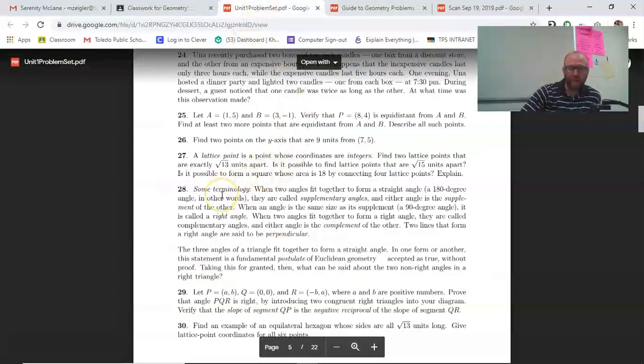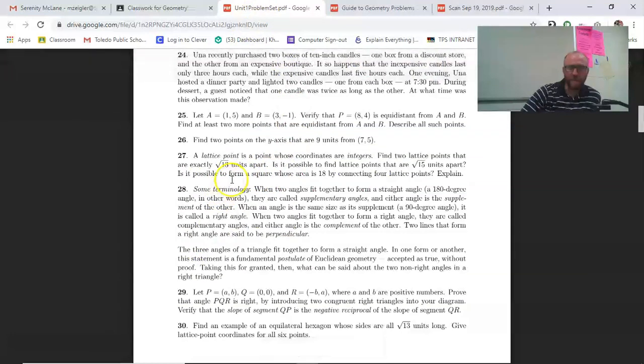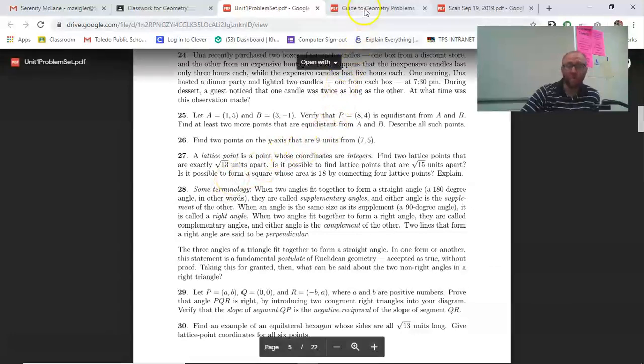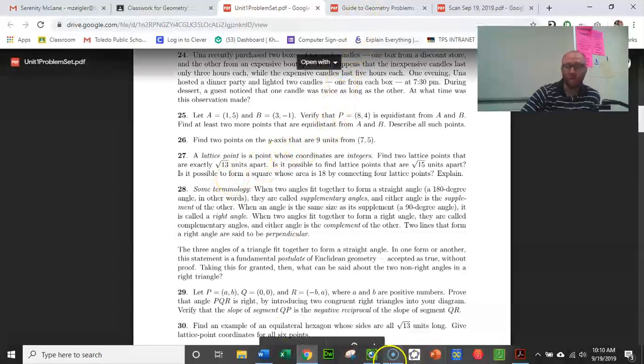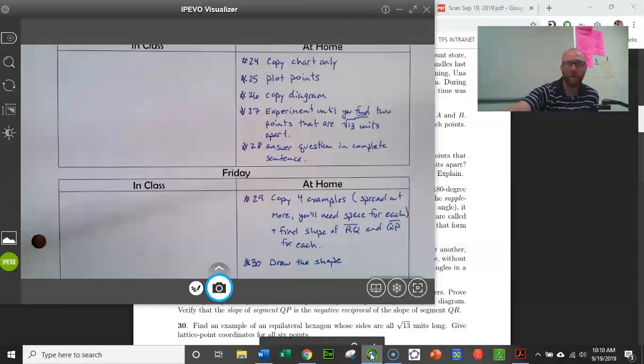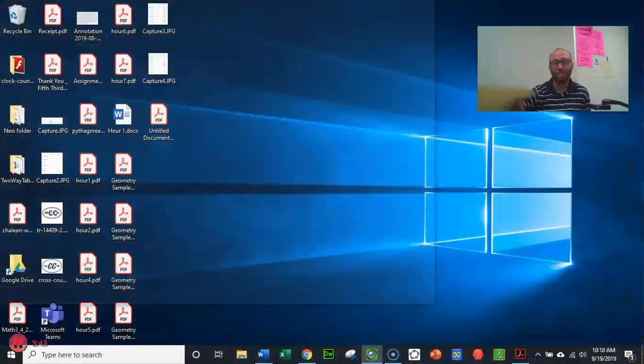Next, we've got 27, which talks about lattice points. That's one that I definitely wanted you to take a look at here. I want to talk about what lattice points are.